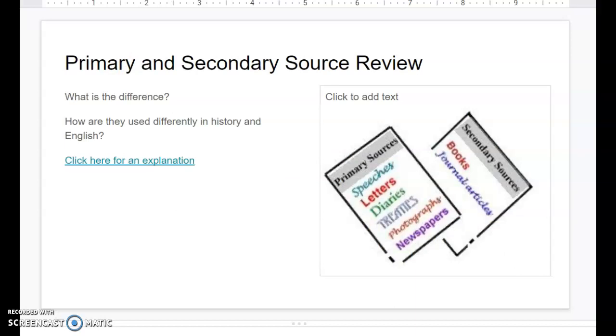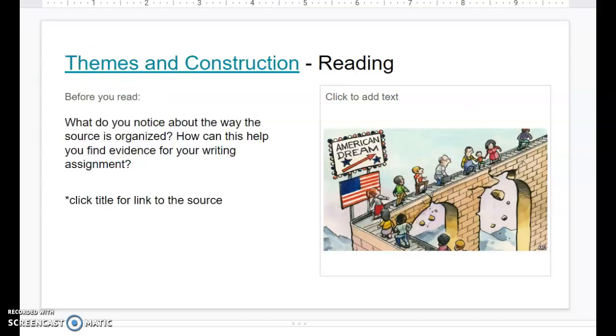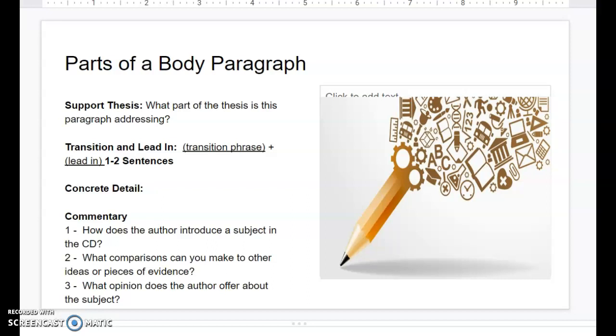So our primary source for practice paragraph 1 is going to be Gatsby. Your secondary source is Themes and Construction. You are limited right now to those 2 sources. So let's get to your paragraph. On this slide, you see a reminder of the parts of your body paragraph. This slide might be helpful because it goes through all 3 questions you need to answer with commentary.